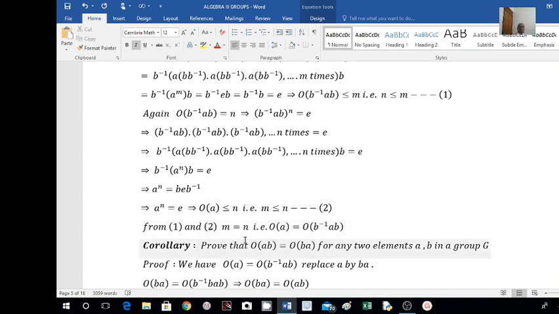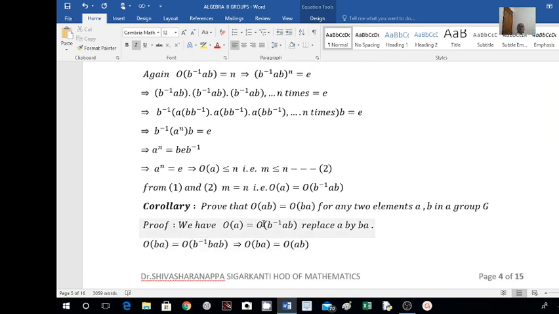What is m here? m is the order of A. And n is the order of B inverse AB. So we have proved that the order of A is equal to the order of B inverse AB. Now one corollary is there.